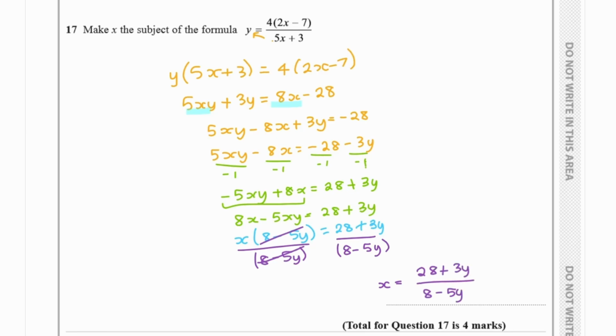So this was a 4-mark question, and we would get the first mark for getting rid of the fraction and setting up a linear equation. The second mark would be for collecting all the x terms on one side. The third mark would be for factorizing x, and the fourth mark would be for correctly making x the subject.